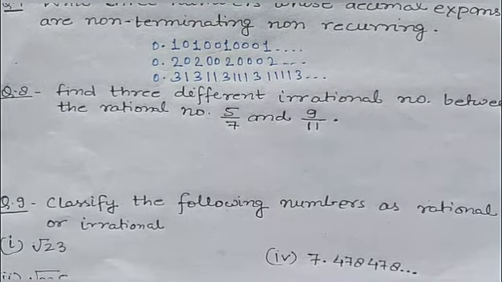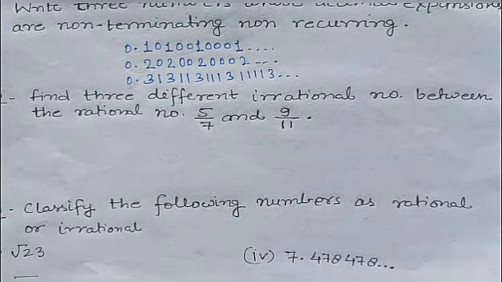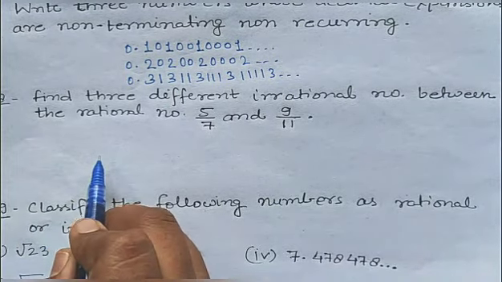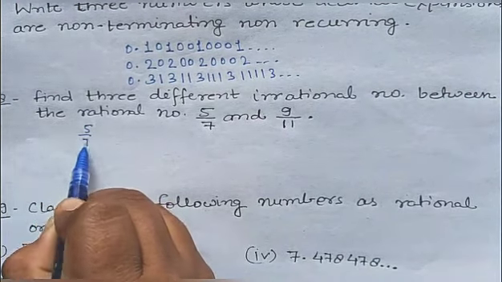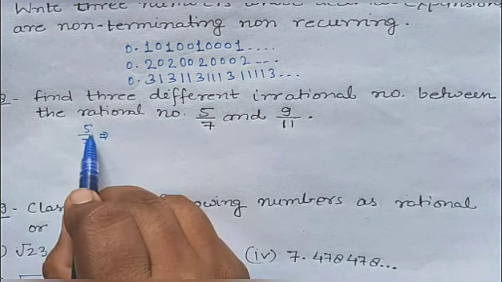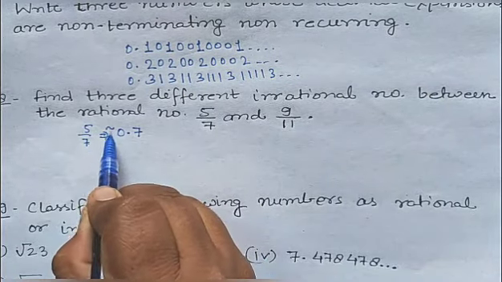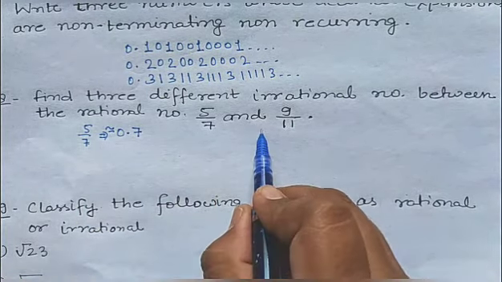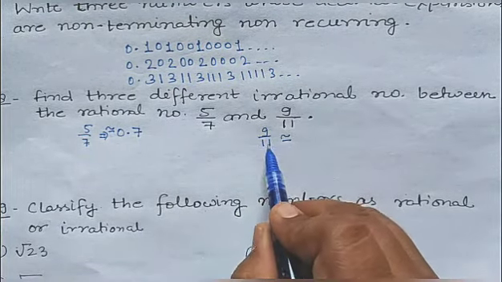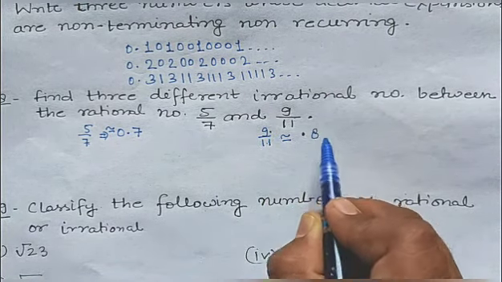Question number 8 is, find 3 different irrational numbers between the rational numbers 5 by 7 and 9 by 11. So firstly, find the approximate value of 5 by 7. In decimal we write it as 0 point, it will be 50, 7 7s are 49. The approximate value is 0.7. In 9 by 11, its approximate value will be what? One decimal point will be there, it will be 90, so 11 8s are 88.